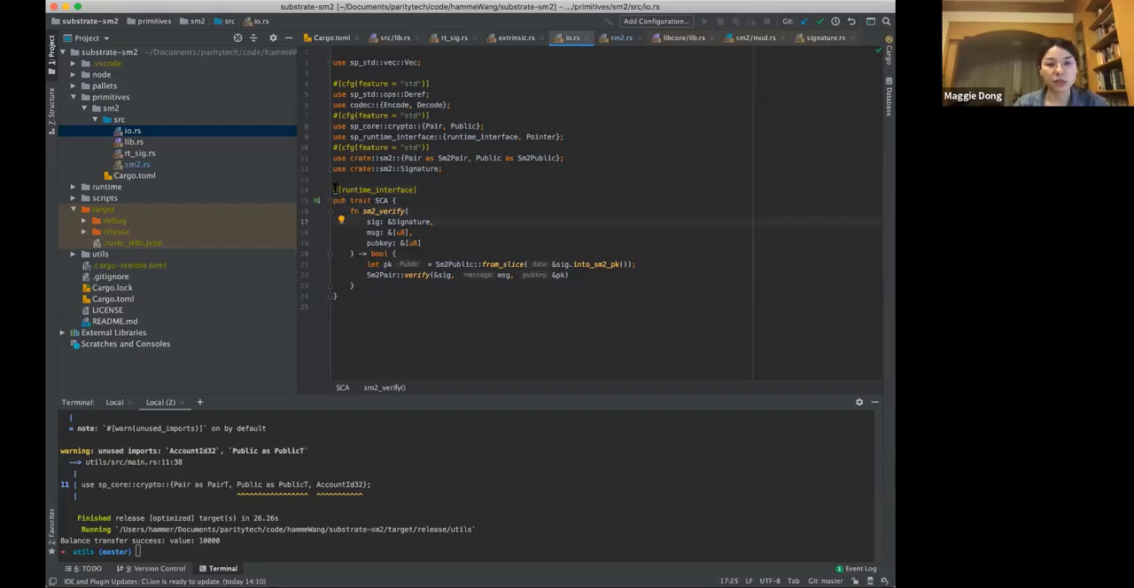I just need to add the runtime interface macro here and define a trait, whatever the trait name is, and define the function I need, like the SM2 verify function. Because you send a signature on the chain, and after the chain gets the signature, it will call your verify function in SM2 to verify whether the signature is valid or not. So that is where we need to call the verify function in SM2, but it is implemented in std. This is like a magic for me that enables me to call a std function through the no_std environment.